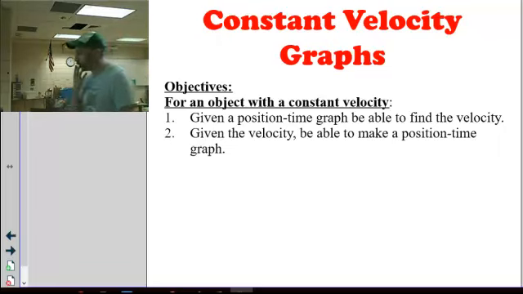All right, here we go. We are going to today learn about how to make graphs that describe constant velocity. And so, once again, objectives are here. Read them. Off we go.